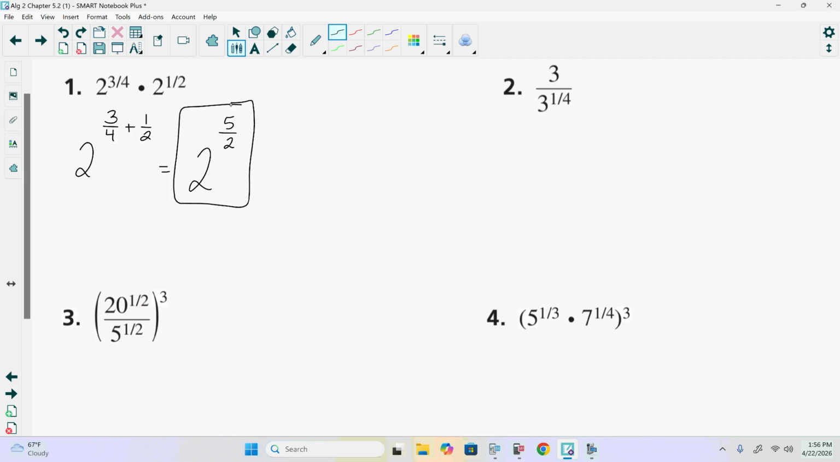Number 2, 3 over 3 to the 1/4. When we divide like bases, we subtract the exponents. Now, since the exponent on top is not written, it's understood to be 1. So we have 3 to the 1st divided by 3 to the 1/4, which is equivalent to 3 to the 1 minus 1/4. And 1 minus 1/4 is 3/4. 3 to the 3/4. Questions on any of those here?